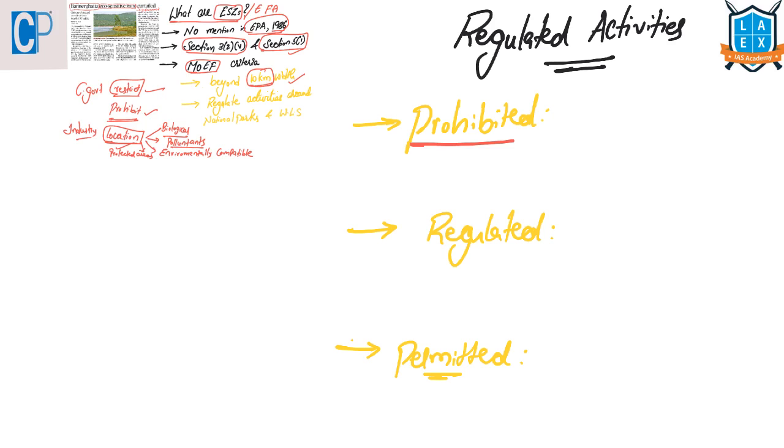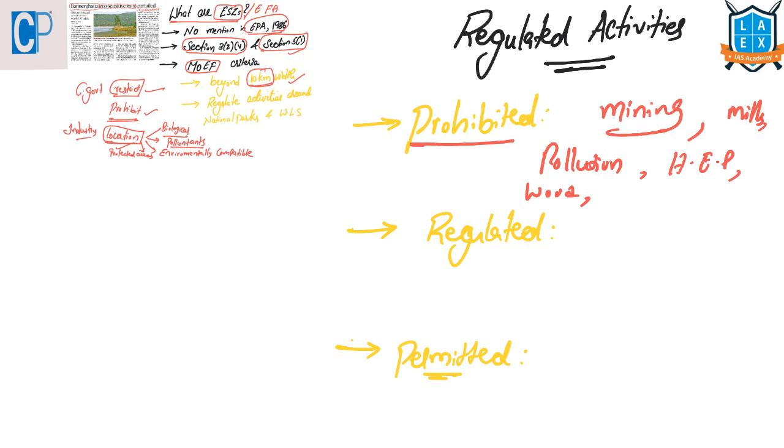Here, commercial mining, sawmills, industries that cause pollution, that is air, water, soil and noise pollution, establishment of major hydroelectric projects, commercial use of wood, tourism activities like blowing hot air balloons over the national park, and discharge of effluents or any solid waste or producing hazardous substances. All these are prohibited in an eco-sensitive zone.